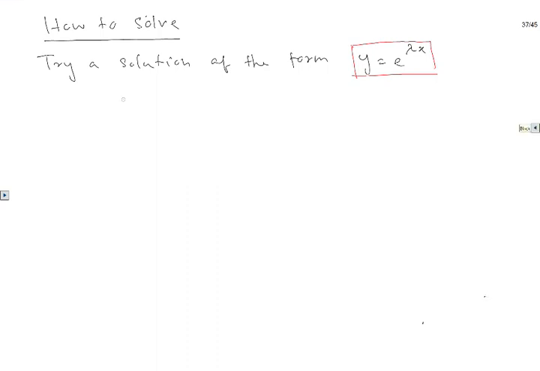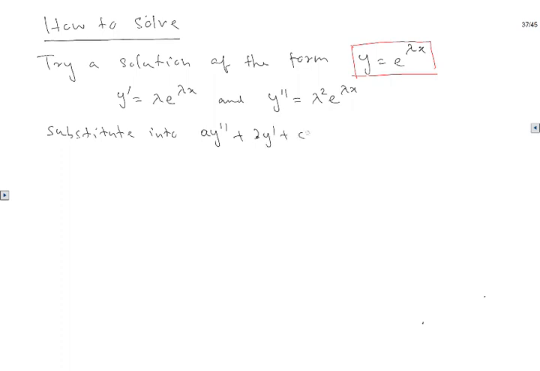Let's see how the rest works. The first derivative, by the chain rule, is lambda e to the lambda x. If you take the second derivative, you get one more lambda, so lambda squared e to the lambda x. You can see that e to the lambda x is there. Now we can substitute that into the differential equation a y double prime plus b y prime plus c y equals 0.